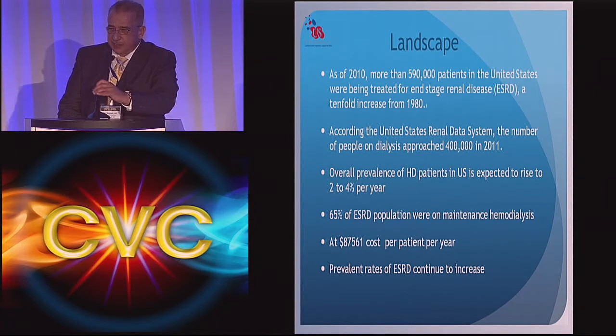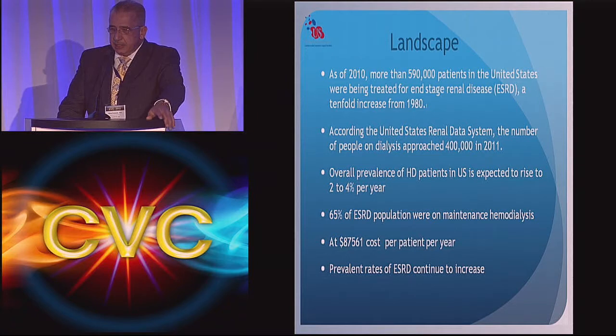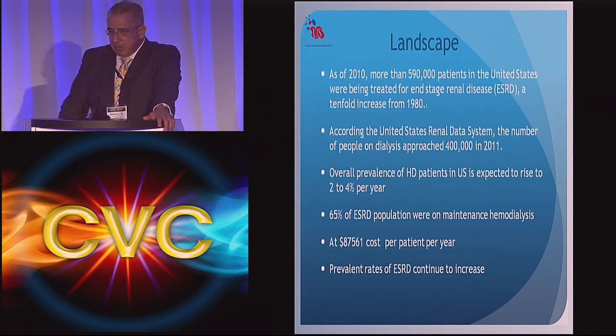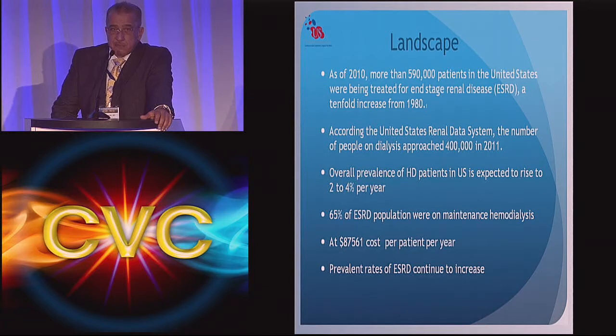Let's explore some facts here. What's the landscape? As of 2010, more than 590,000 patients in the United States were being treated for end-stage kidney disease, a tenfold increase from 1980. According to the U.S. Renal Data System, the number of people on dialysis approached 400,000 in 2011, out of 27 million patients with chronic kidney disease.